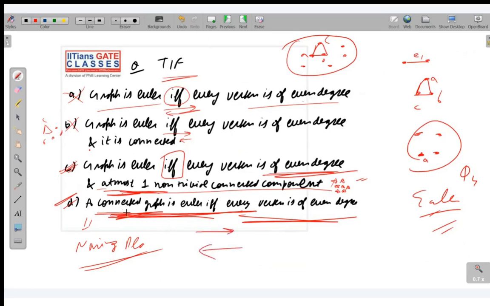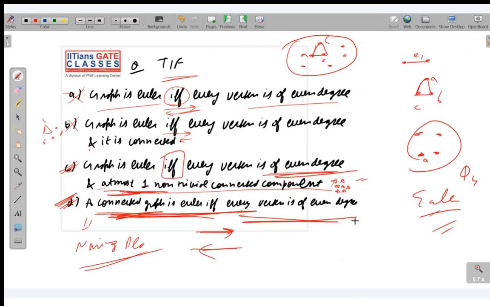So I will say if the graph is connected, then a connected graph is Euler implies every vertex is of even degree. Yes, this is for sure, and this is also sure. If every vertex is of even degree, then a connected graph is Euler. Yes, that is for sure. So this is also true. So C and D are true, A and B are false. If you want me to explain something else, I can explain. Otherwise, I will jump to the next slide.